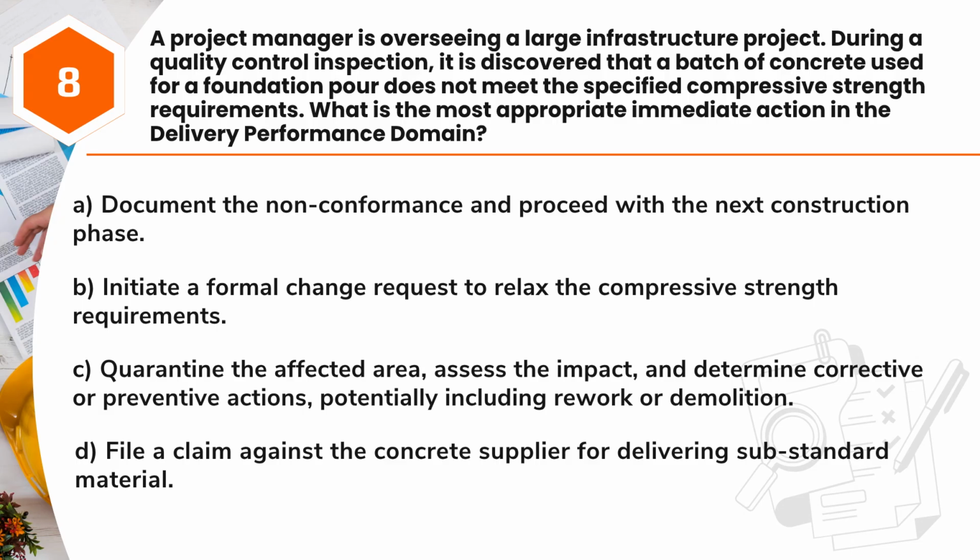A. Document the nonconformance and proceed with the next construction phase. B. Initiate a formal change request to relax the compressive strength requirements. C. Quarantine the affected area, assess the impact, and determine corrective or preventive actions, potentially including rework or demolition. D. File a claim against the concrete supplier for delivering substandard material.